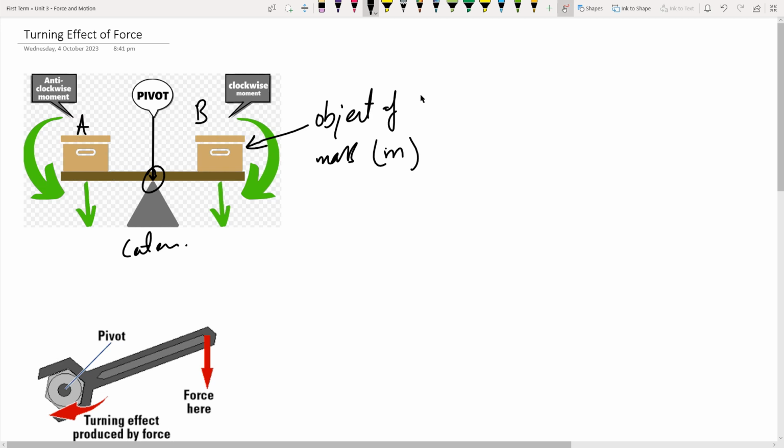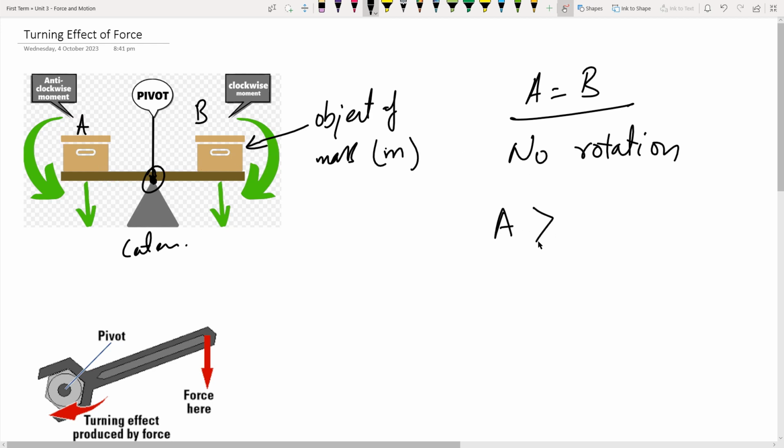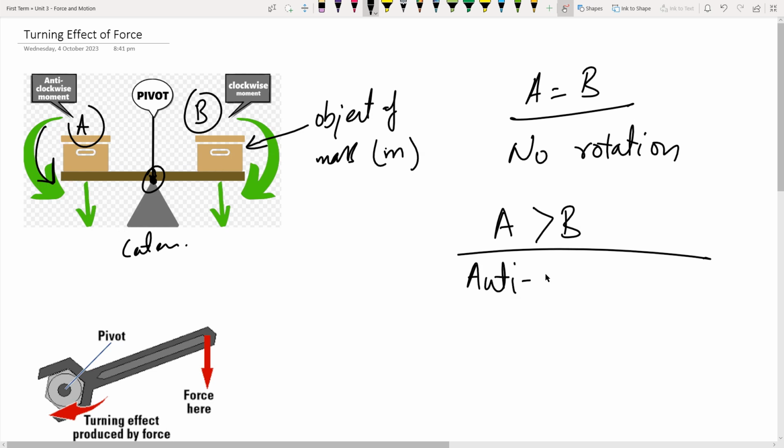But let's just say if A and B are equal, then we have no rotation, right? This will not move, right? And this can only rotate because it's pivoted here. It cannot move linearly, right? It can only spin, right? Now if A is greater than B, then definitely this way it will fall. So it will rotate towards this side, right? So we call this anti-clockwise.